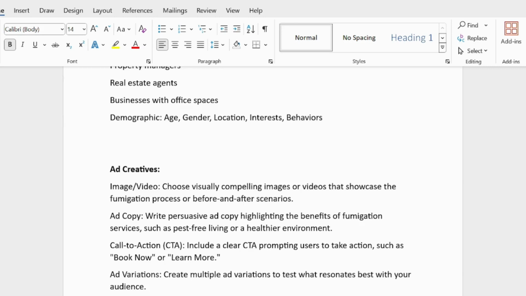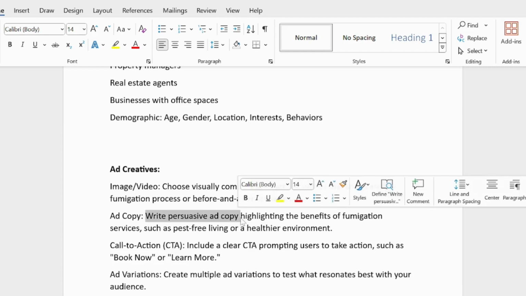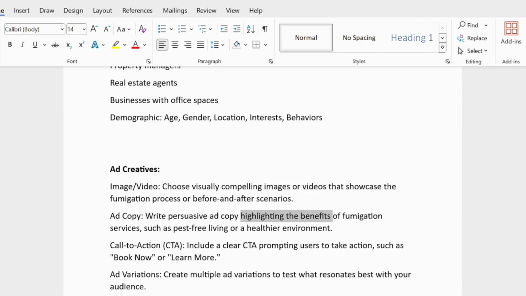Then the ad copy, we also used very persuasive words. We use persuasive phrases highlighting the benefits of fumigation service. This was very important in the ad copy. Now, when you are doing your ad copy, you have to get it right. Ad copy is a writing aspect. Basically, this is where you're supposed to write in a persuasive way. A persuasive way is what will attract the audience to your ad.